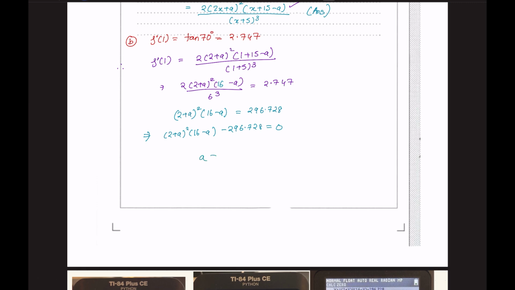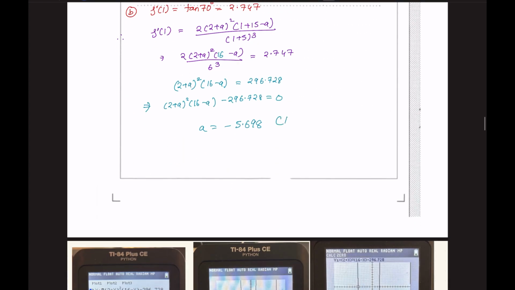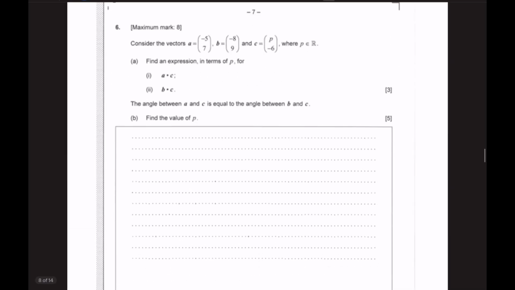Part E is asking for the smallest value. Oh yes, just the smallest value. So this will be your answer. Done. Now moving on to the next question.